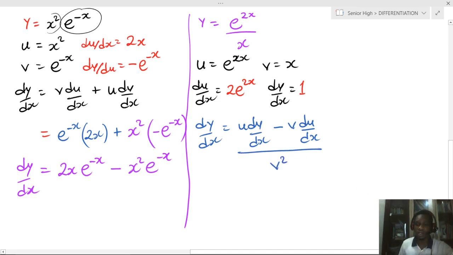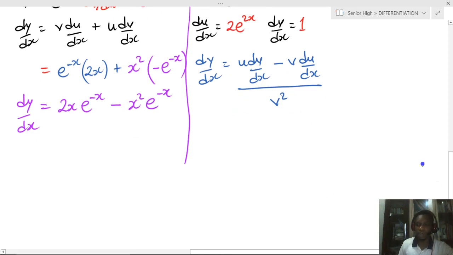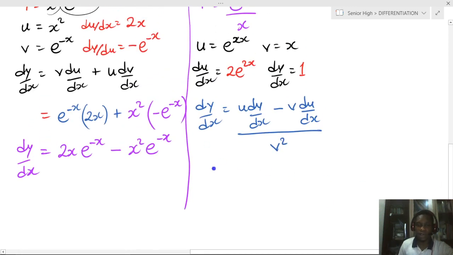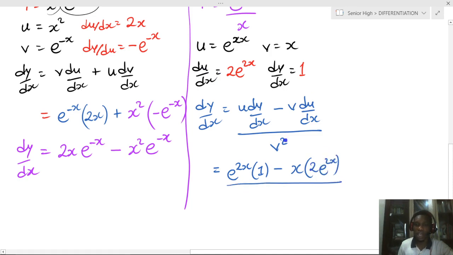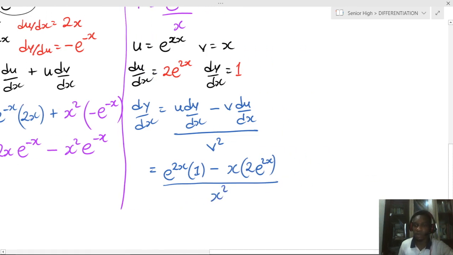So using that to solve, we have that our function will become, for our derivative, our u is exponential 2x multiplying our dv dx. Dv dx is 1. So multiplying 1 minus v, our v is x, multiplying du dx. What's our du dx? That is 2 exponential 2x all over our v square is x square.